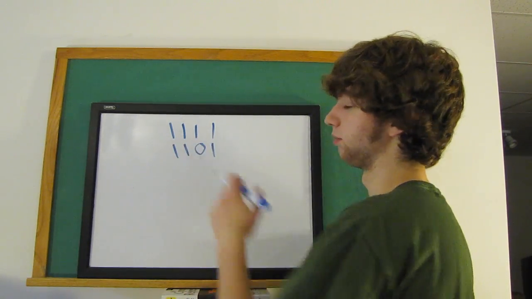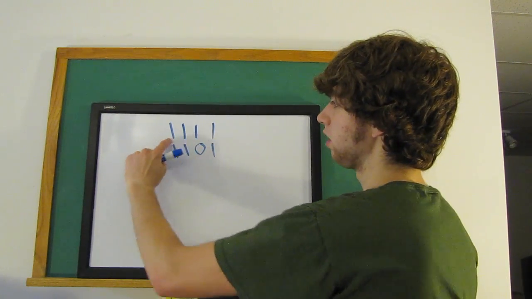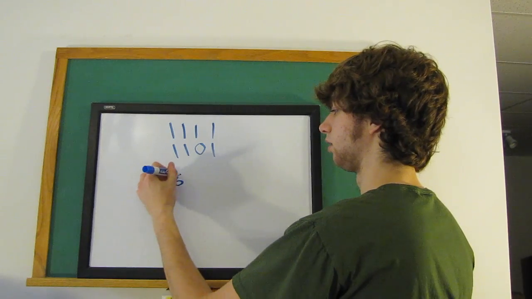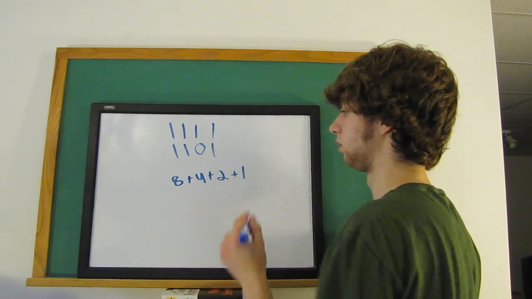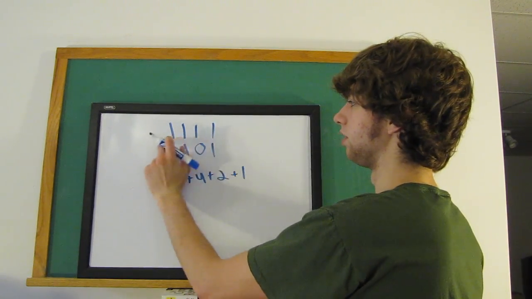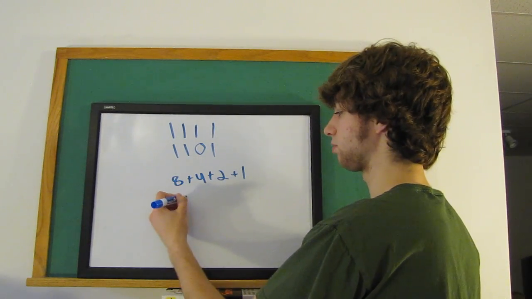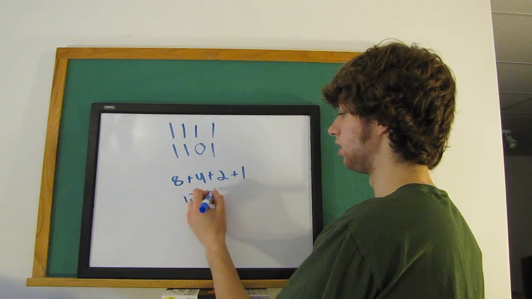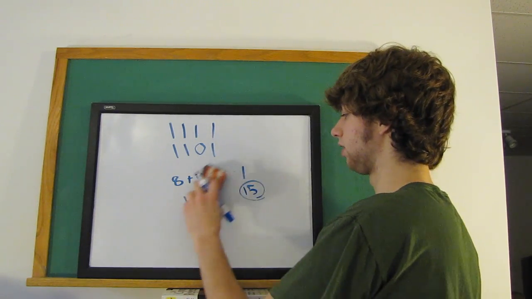So just go back to the method I just taught you: 1 plus 2 plus 4 plus 8 for each spot within the binary word. So this comes out, 8 plus 4 is 12, plus 2 is 14, plus 1 is 15. So the final value is 15.